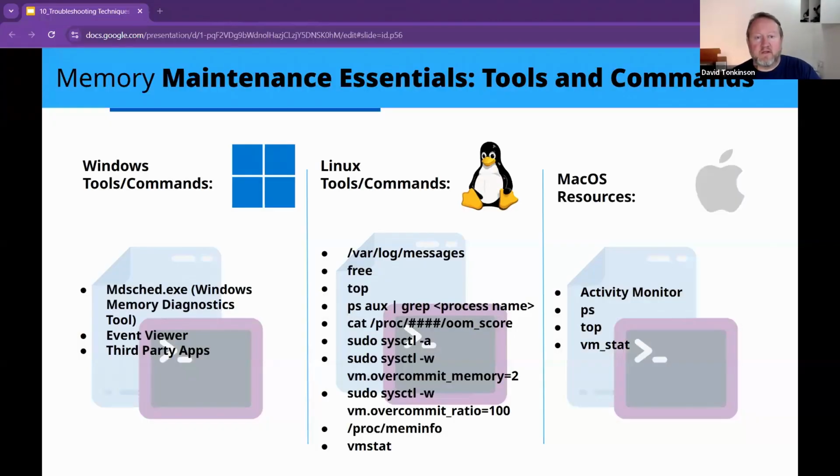But we do have tools basically that can give us a hand in these things, can't we? So we have tools again. MdSched is basically a Windows memory diagnostics tool. There's Event Viewer and there are lots of third-party apps. Again, on Linux, there's a whole load of different tools, including our good old-fashioned top, which is great for it. And on macOS, we have the Activity Monitor, ps, top, and vm_stat. All these will get you details on how your memory is performing, how much memory you're using. It gives you hints and tips as to where you should be looking.